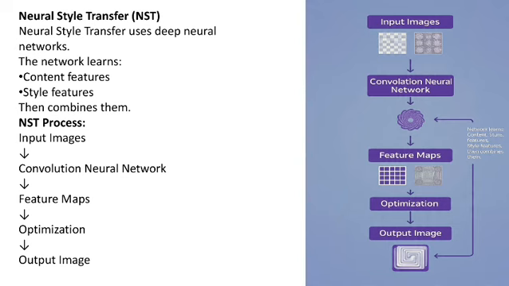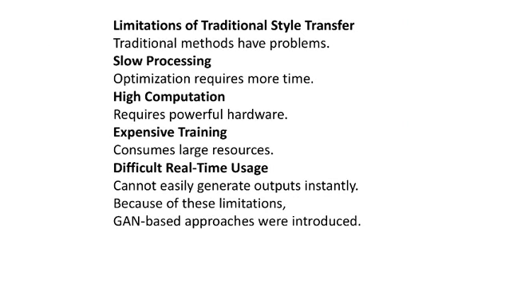Then the topic is limitations of traditional style transfer. Traditional style transfer methods have several limitations. They require high computational power and consume more processing time. These methods also require expensive hardware resources such as GPUs. Another limitation is that traditional methods are not suitable for real-time applications because the image generation process is slow. Due to these limitations, researchers started developing GAN-based style transfer approaches for faster and better results.